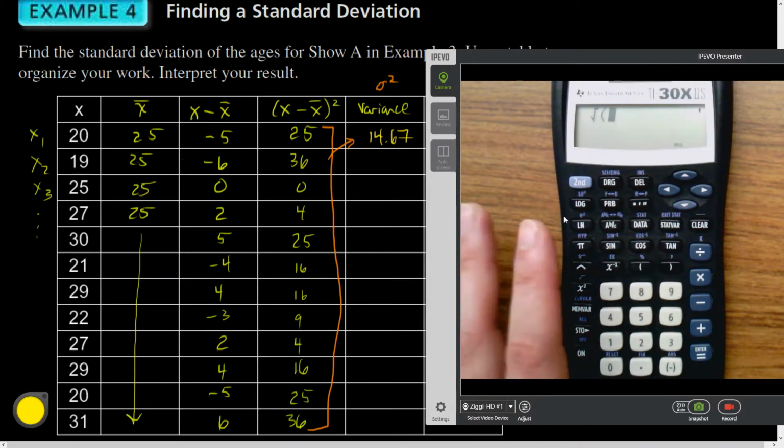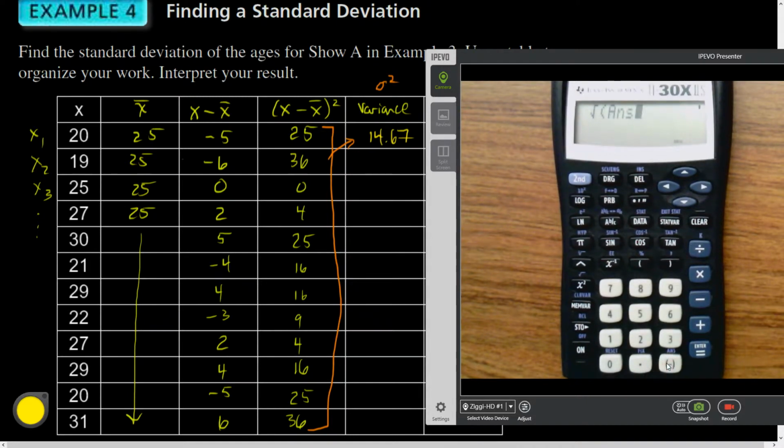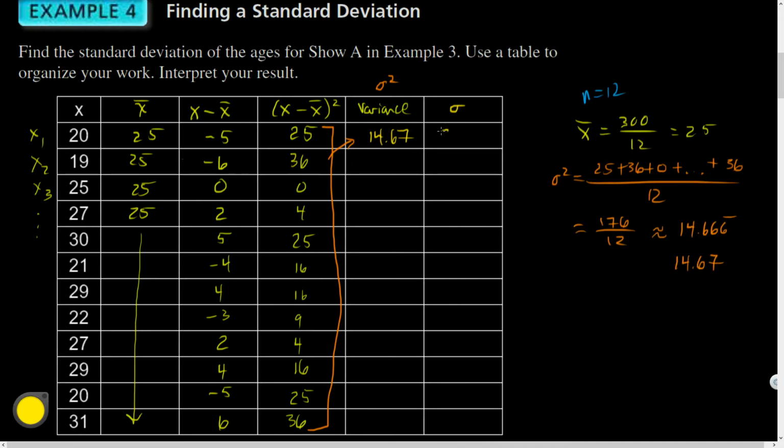I'm going to hit second again. And what's this right here? Answer. So instead of entering that value again, I just hit second answer and then get it, and I get 3.8297. And so I'm just going to round that to 3.83. This is what is called my standard deviation. Question.